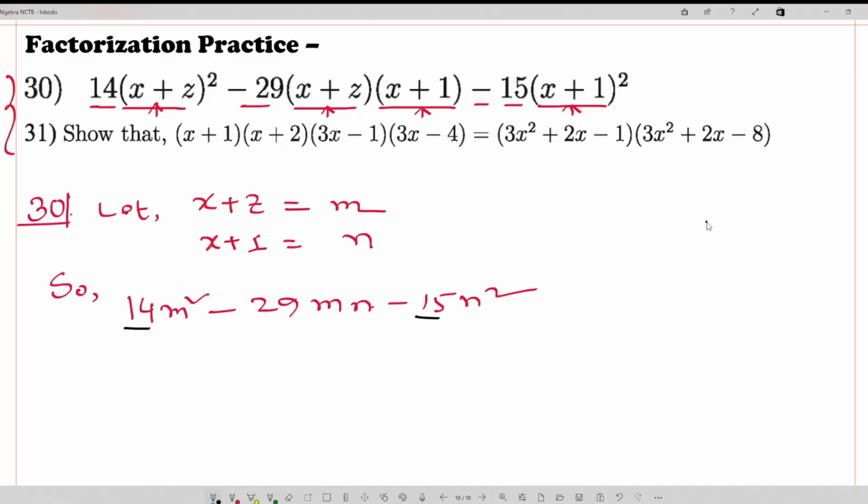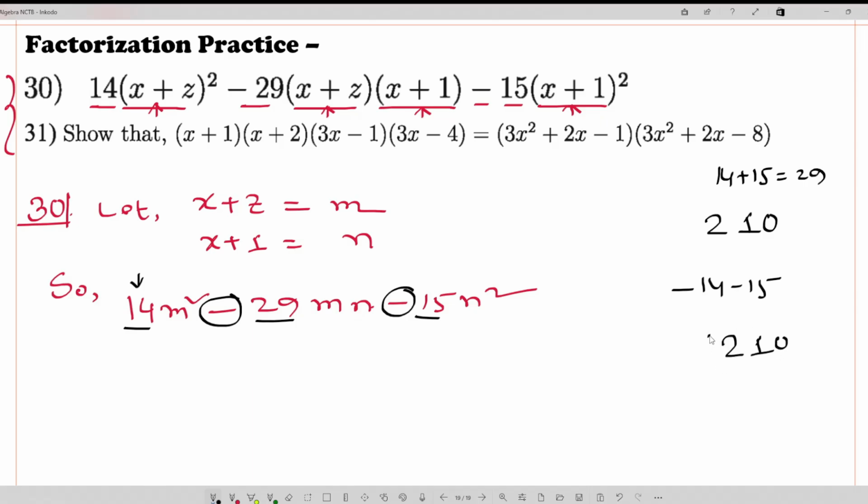Once we multiply, it will become 210. So in the middle, here is 29. Interesting thing, 14 plus 15 will be 29, but here is a minus sign and here is a minus sign. If we use minus 14 and minus 15, the result will not come properly. Therefore, we have to find out another thing.